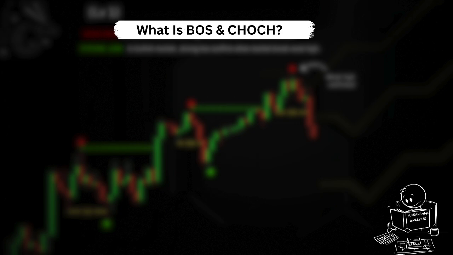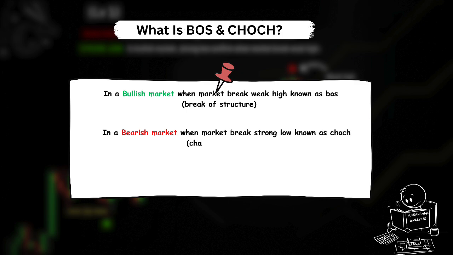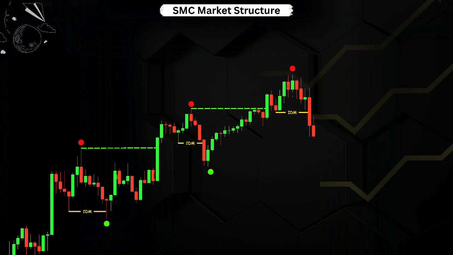Now, let's understand another powerful concept. What is break of structure and change of character? In a bullish market, when the market breaks a weak high, it is known as a break of structure. And in a bearish market, when the market breaks a strong low, it is known as a change of character. Applying the same concepts, this is our BOS and CHoCH.